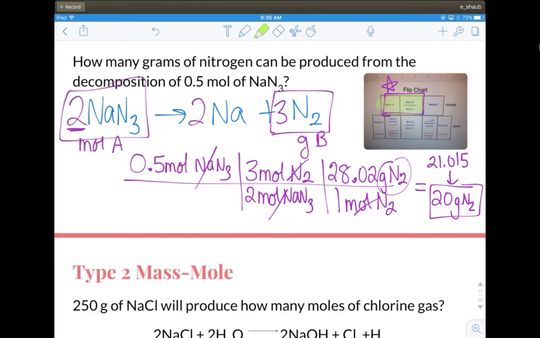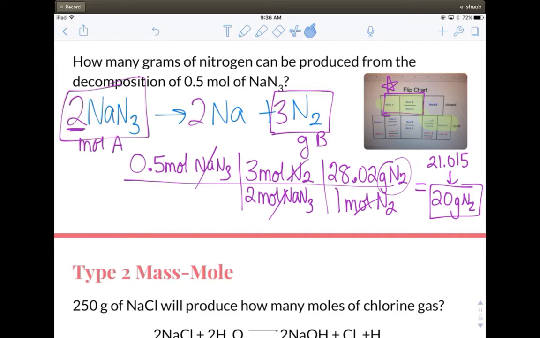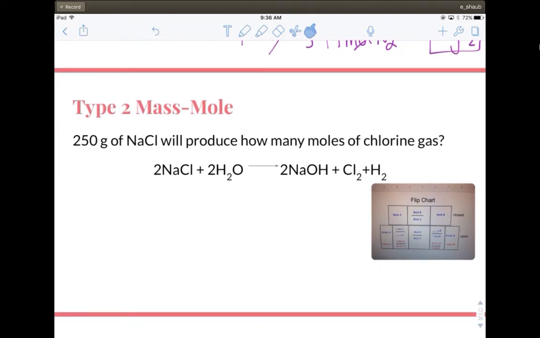we started up here on the flip chart with it being closed. We then went down to the grams to find grams. Now in this type 2 problem, I'm actually giving you grams to start, which means we have grams of A, and then we're going to go up to find just moles of B. I give you the balanced chemical equation for this reaction, and I tell you that I have 250 grams of sodium chloride. So that's given, which means I have grams of A. I want to know how many moles of chlorine gas will be produced. So I'm trying to find moles of B.